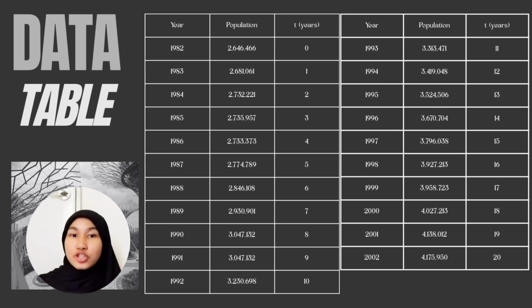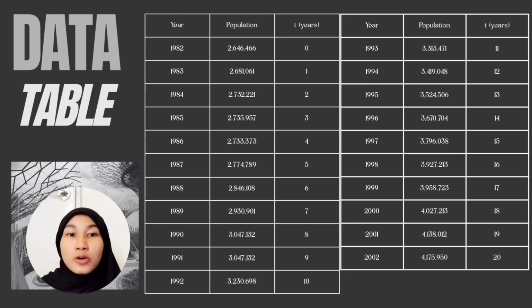Next, this slide shows the data table used in our analysis. The table includes three main columns: the year, the population for that year, and time represented as t in years. The time variable starts from 0 in 1982 and increases by 1 each year up to 2002.